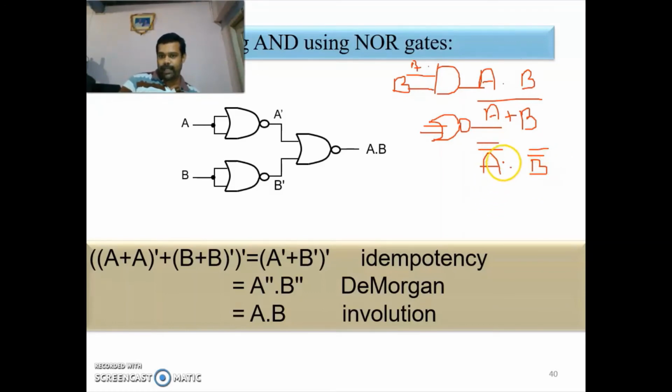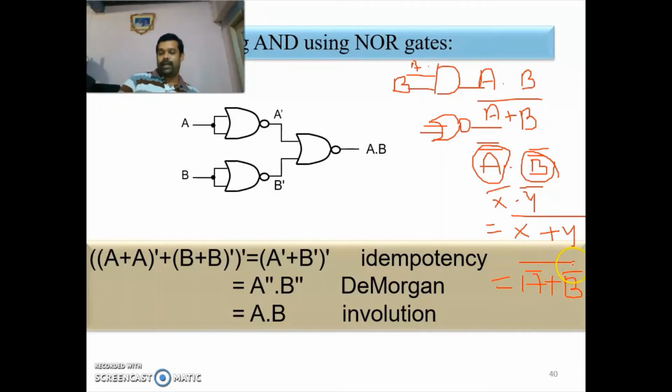Then I am taking A bar as X and B bar as Y. So I will be getting X bar into Y bar. By De Morgan's theorem, A bar into B bar is equal to A plus B, the whole bar. So what is X? X is nothing but A bar. What is Y? Y is nothing but B bar. So I am writing this as A bar plus B bar, the whole bar.